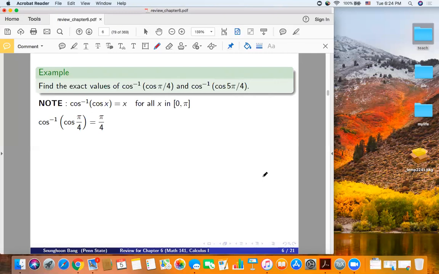What do you think? Is it right? This is right?